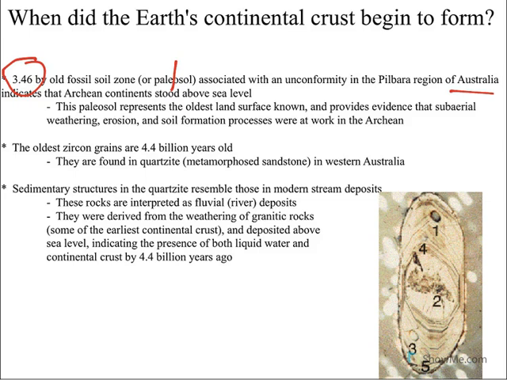However, don't forget, our oldest zircon grain at 4.4 billion years old was released by water sometime after that. So we know we start to really collect water somewhere around 4.4 billion years, but we have enough on our planet by 3.46 billion years that we're collecting a soil zone. So in the next section, we're going to figure out where that water comes from.